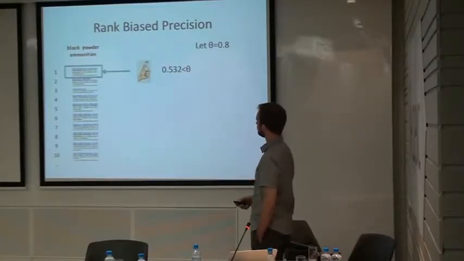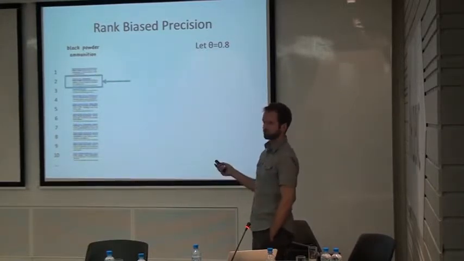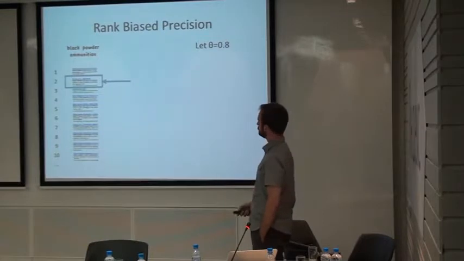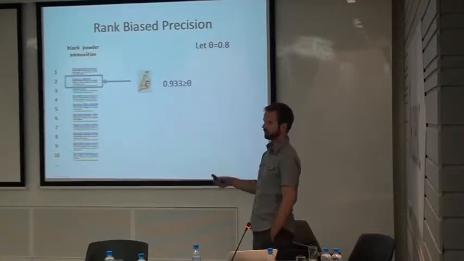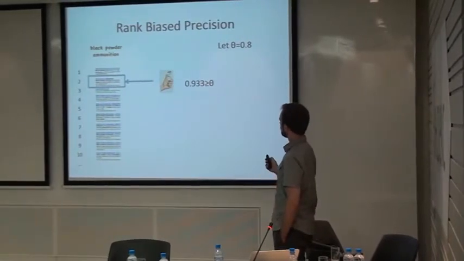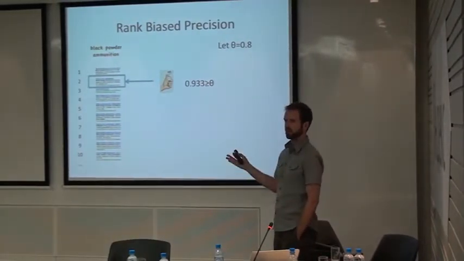The idea here is you submit a query. Here the example query is black powder ammunition. And the engine returns a ranked list of 10 results. And the user will look at the first result. They'll always see the first result. And if it's relevant, they'll derive some utility from it. If it's not relevant, they'll derive no utility from it.